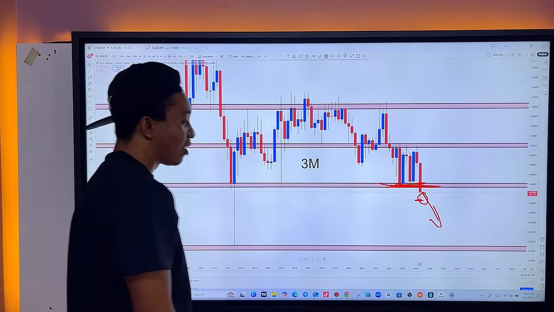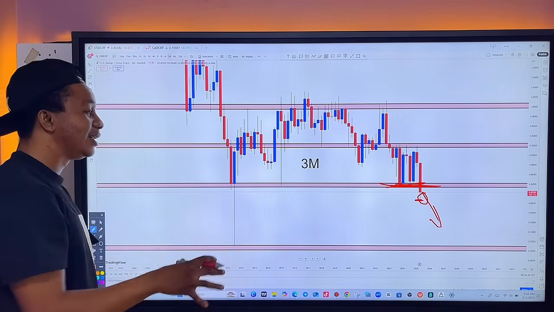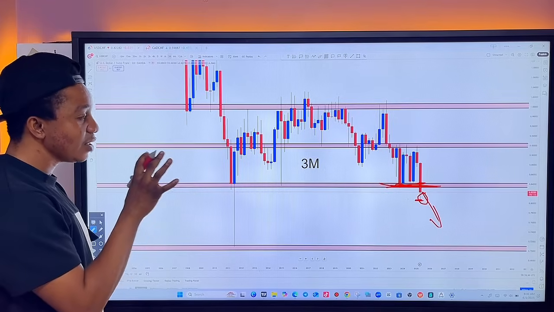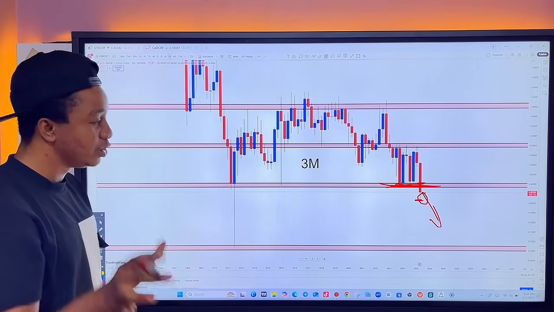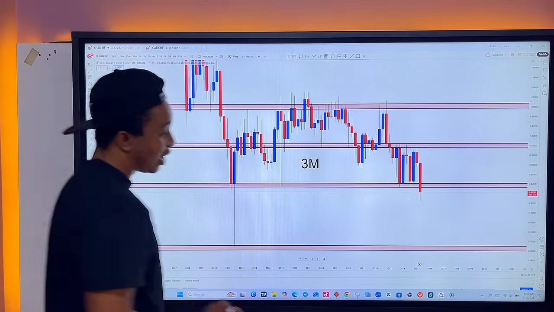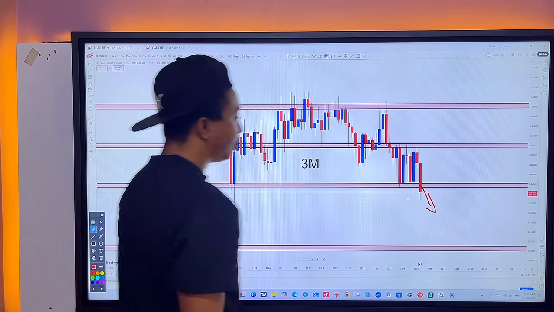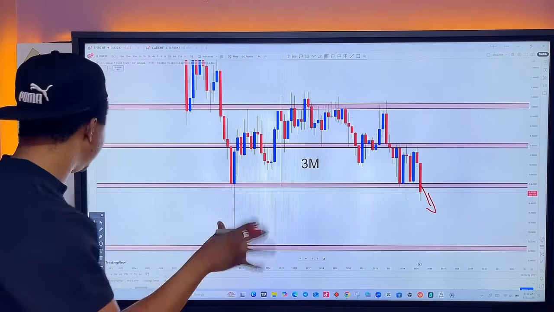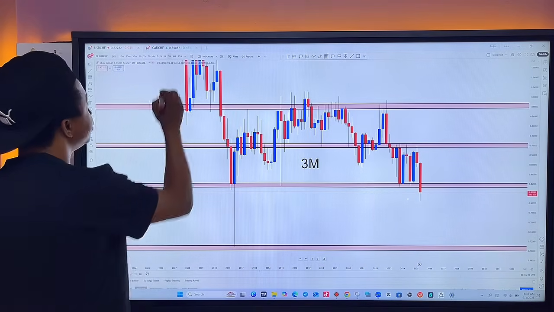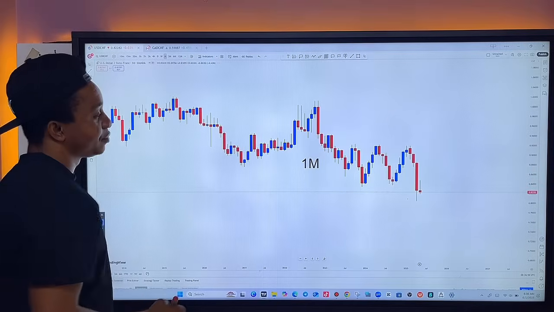All right, now without further ado, let's take it again to the monthly time frame and have another close explanation. So from here, we can now understand that sellers are in control. What else do we do? Let's go all the way to the monthly time frame to add another meaning to this analysis.